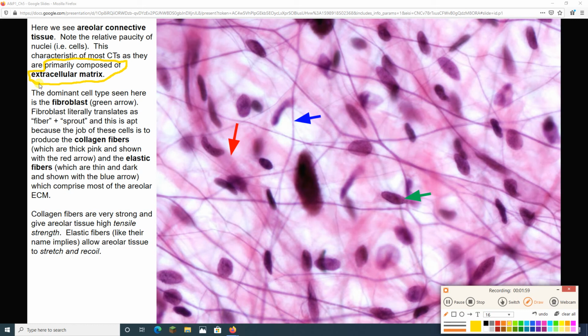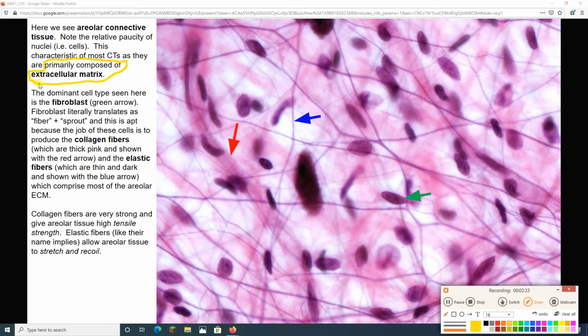All right, now when I say extracellular matrix, and that's what dominates connective tissue, it should spark the question, well, what is that? Let's break that down. Extracellular, outside of cells. Matrix, this is a kind of fancy way of saying stuff. So connective tissue is mostly made of stuff outside of cells. And that stuff, which we'll examine, is extracellular matrix.